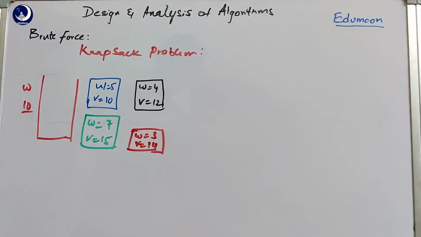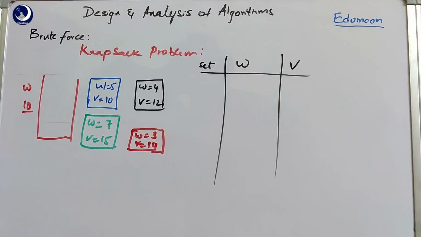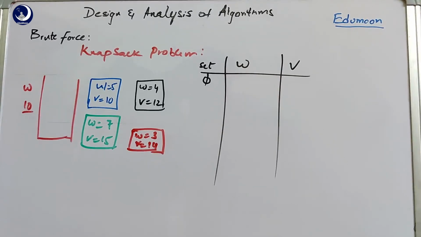So when we write that subset here, we also calculate the weight and value and check whether it is feasible or not. In the table we will be writing the set values, the total weight and the value. The first one will be the empty set, so the weight is 0 and the value will also be 0.